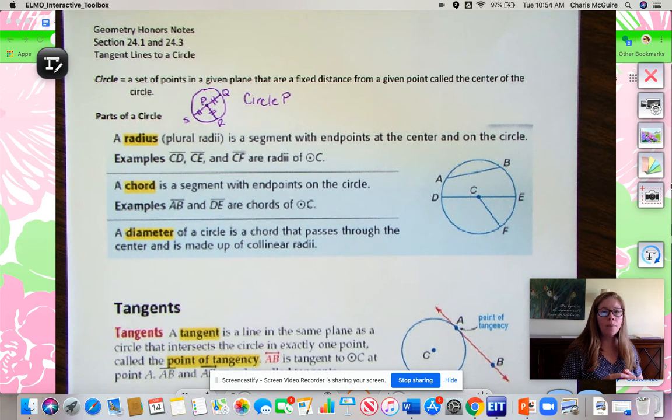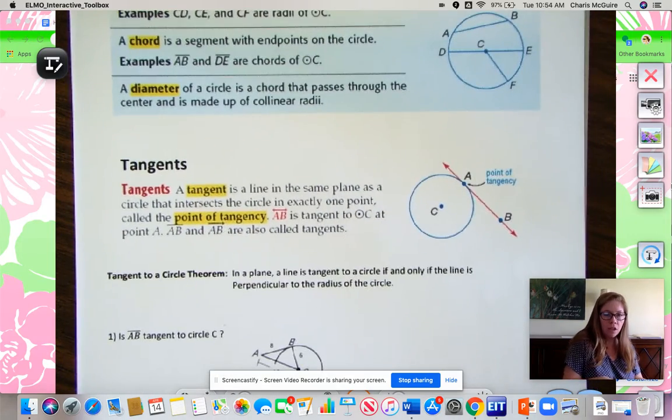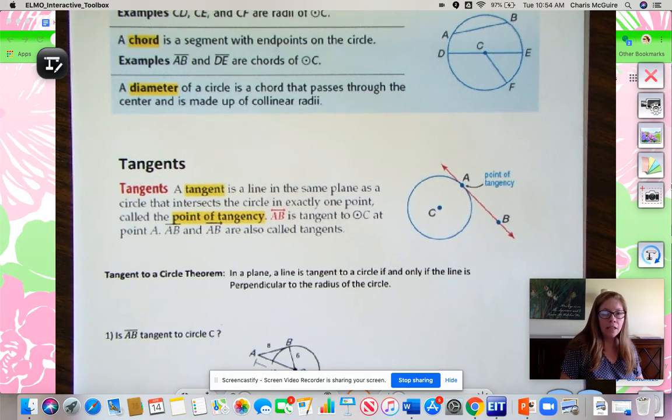All right, so our main focus of this lesson is tangents. So we're going to look at that definition. A tangent is a line that only touches your circle in one point, and that one point is called the point of tangency. You can see we've got a lot going on in this picture. You have a circle with a center, and this line, the red line AB, is only touching our circle at point A. That's its point of tangency. So line AB or line BA is considered tangent to circle C.